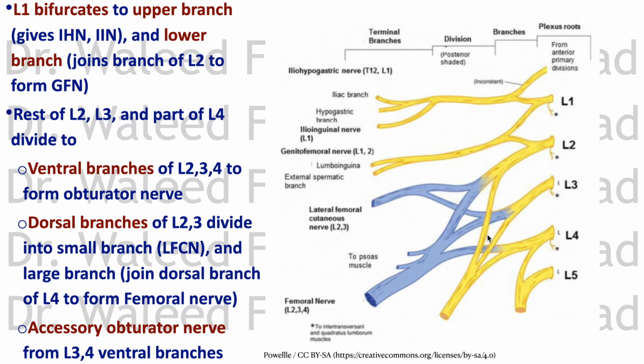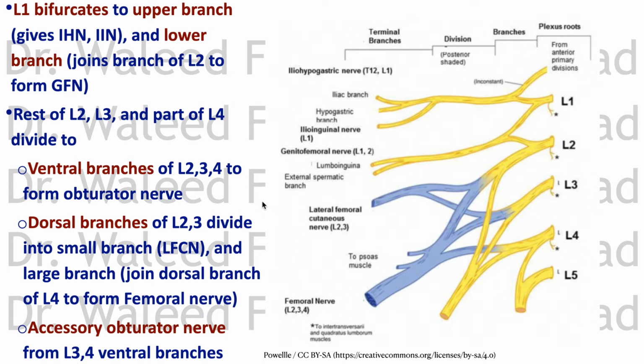As you can see here, the anterior divisions of 2, 3 and 4 join to form the obturator nerve, and from 3 and 4 the accessory obturator nerve. The dorsal divisions of 2 and 3 divide into smaller branches that form the lateral femoral cutaneous nerve, and the bigger branch from 2 and 3, joined by the posterior division of 4, forms the femoral nerve, which is the largest of the nerves formed. It descends in fascicles before they are united as one nerve, a bundle of fascicles.